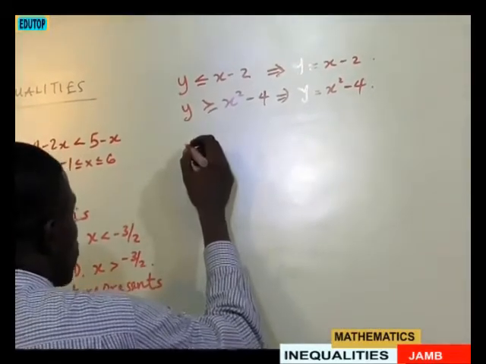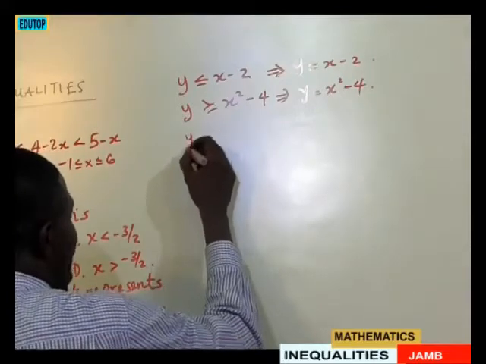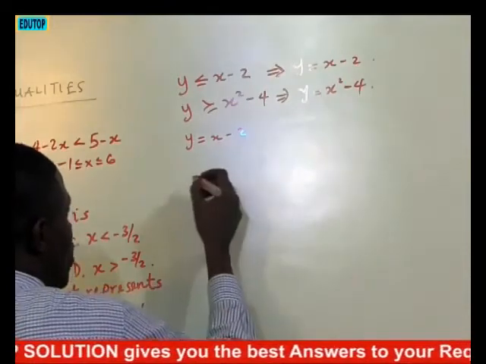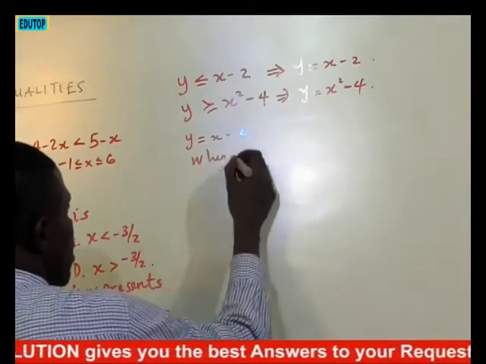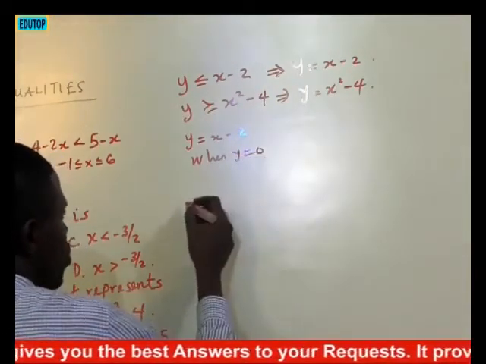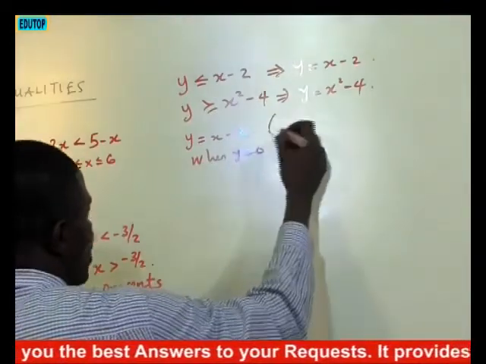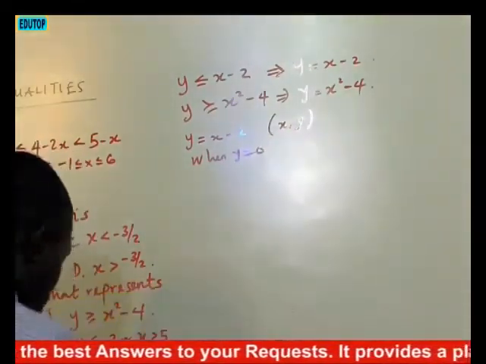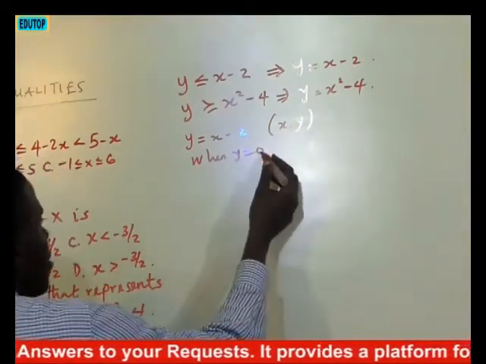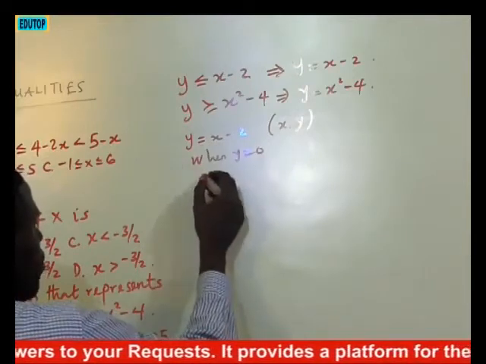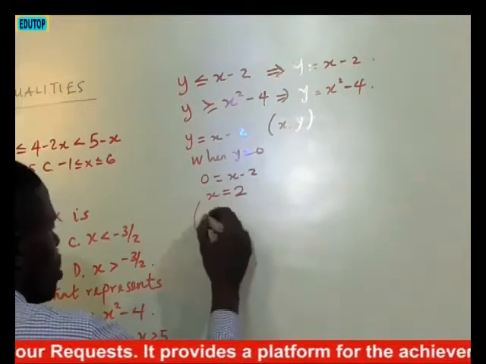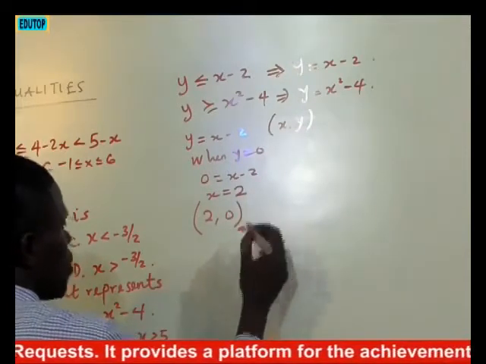So let's consider the first one. Let's say y equals to x minus 2. So you are looking for our coordinate. That's when x coordinates, when y is equals to 0. So automatically, if our y equals to 0, since our coordinate is x comma y, we know from our previous lessons that our coordinate is x comma y. So when y is 0, that means we are looking for our x coordinate. Then we have 0 equals to x minus 2. Then our x becomes what? 2. So that coordinate will be 2, 0. Take note of this. So this is the first point.